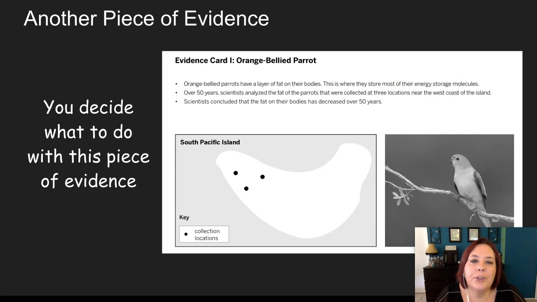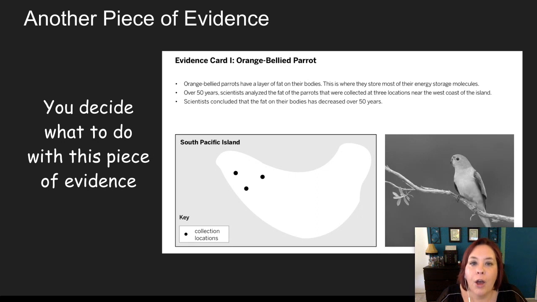Now I'm going to give you another piece of evidence, and you're going to decide what to do with this piece of evidence. You can use it, or you could not use it. And you can sort it however you best see fit. So this is evidence card I, or orange-bellied parrot. Let's take a look at it together. It says orange-bellied parrots have a layer of fat on their bodies. This is where they store most of their energy storage molecules.